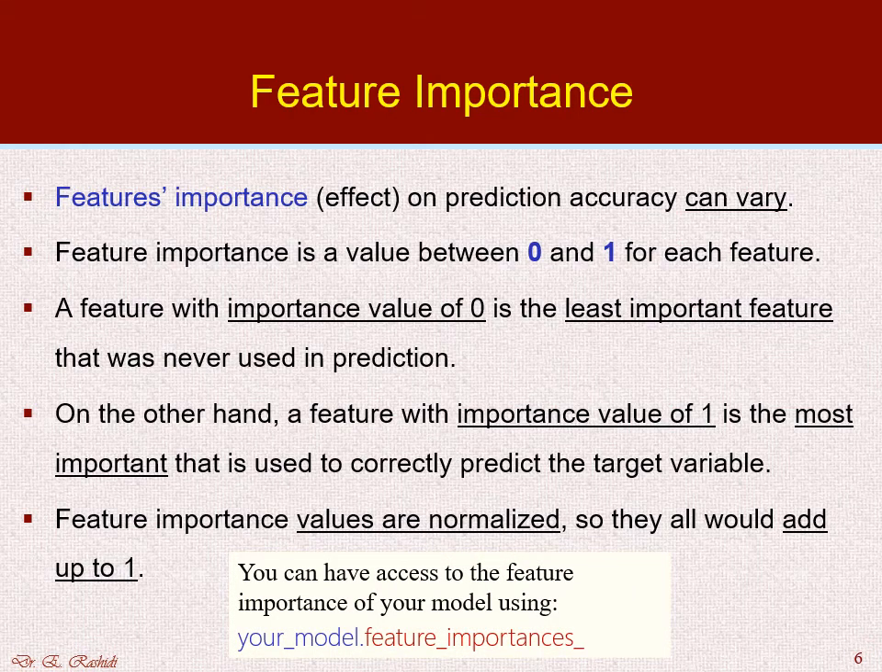You can access the feature importance of your decision tree using this line of code: your model, the name of your model, then feature underscore importance underscore. Make sure not to miss the last underscore. This is how you can access the feature importance of the features in your decision tree after you created it in Scikit-Learn.